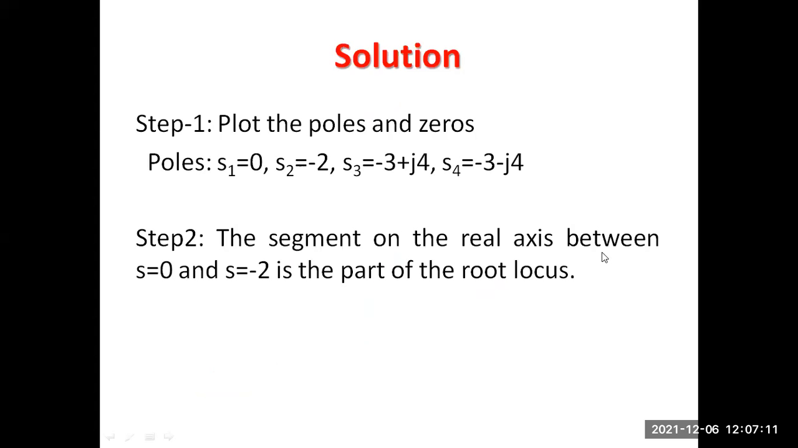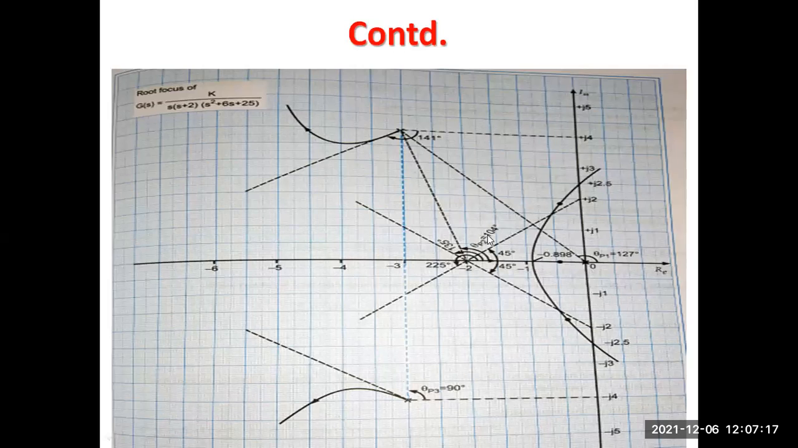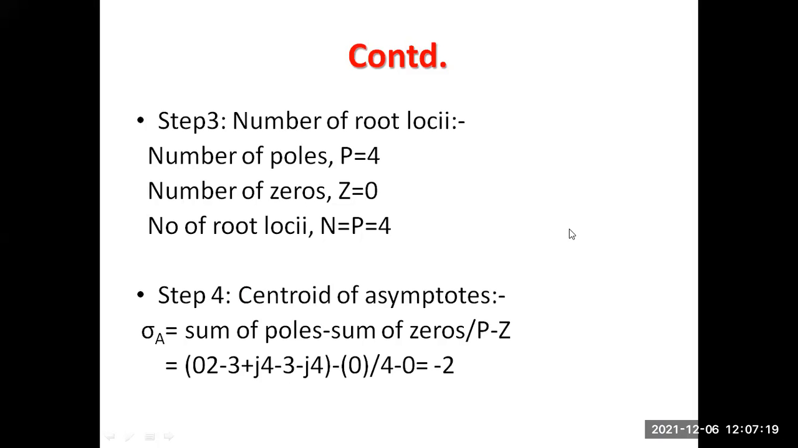So the segment on the real axis between S equal to 0 and S equal to -2 is the part of the root locus. So that we have seen. I will come to this later on. Now, how many root loci will there be? There are 4 poles and the number of zeros is 0. So the number of root loci will be n equal to p, that means n equal to p equal to 4. So the number of root loci will be equal to 4.